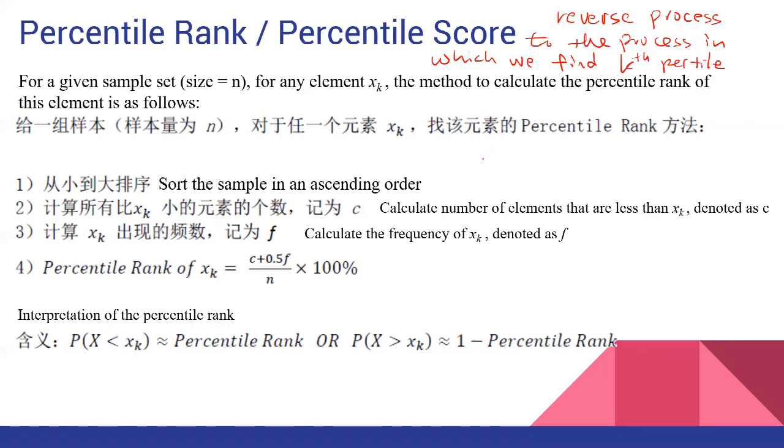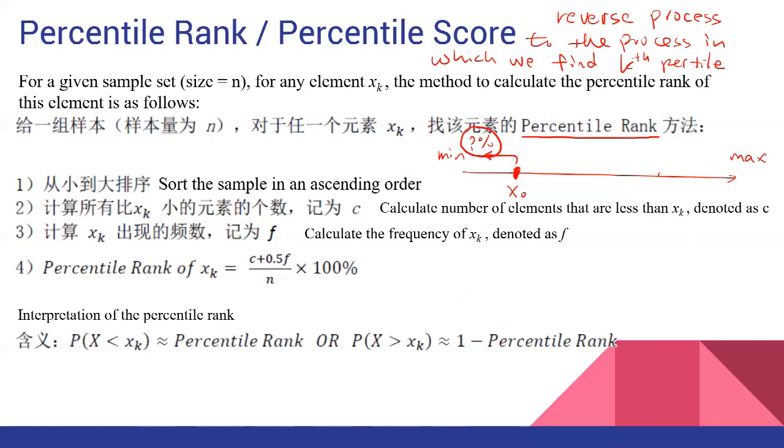What does it mean? It means that if we sort all the elements from minimum to maximum, for each element, for example, here we have an element x0. Each element has a percentile rank. The percentile rank is a probability or proportion indicating, on the left-hand side of x0, what is the percentage? This percentage is called the percentile rank.